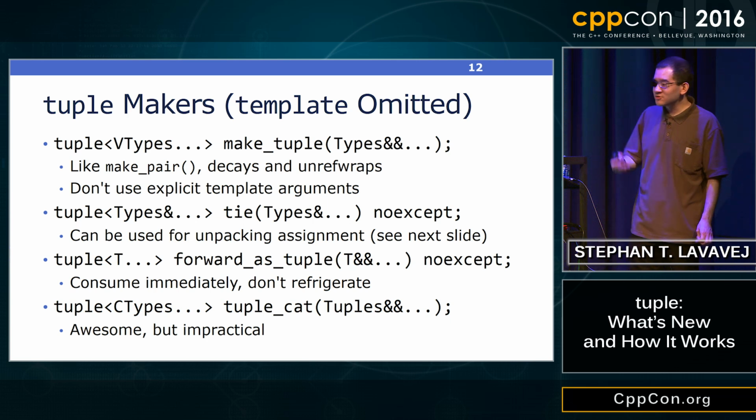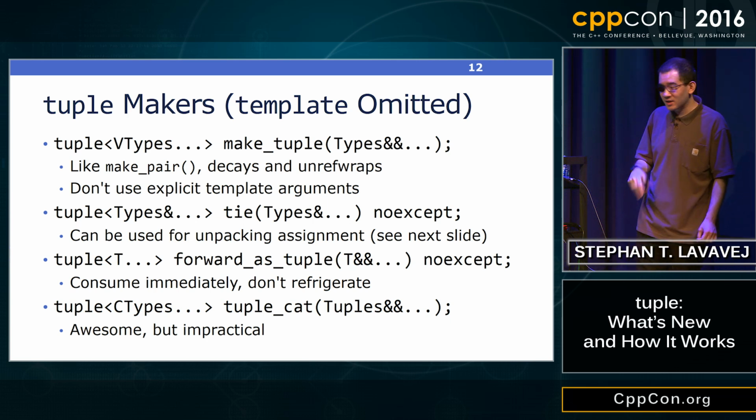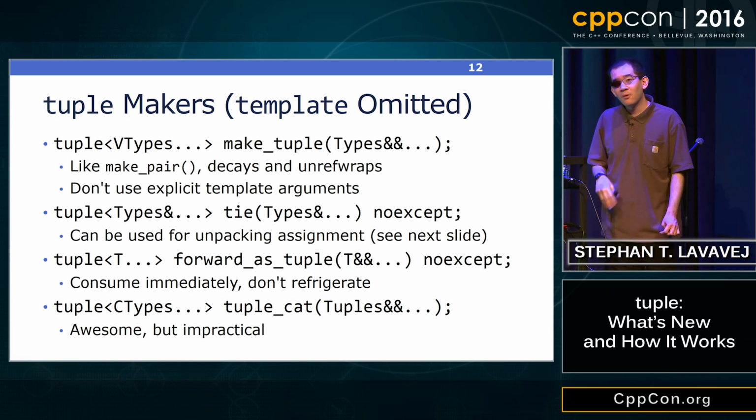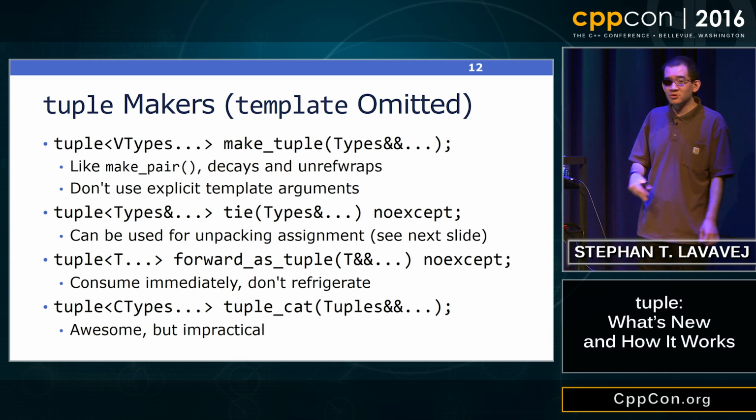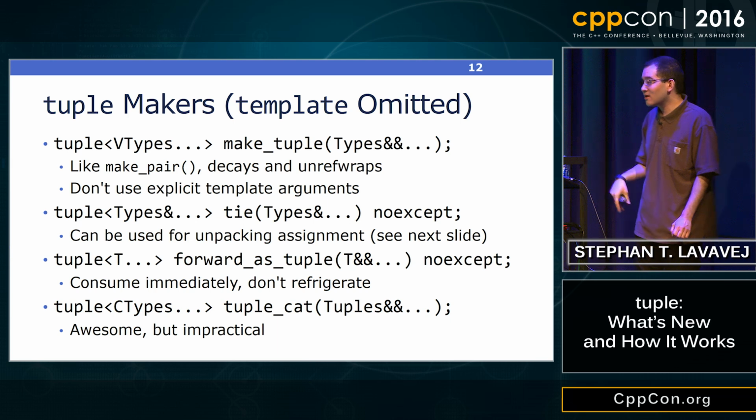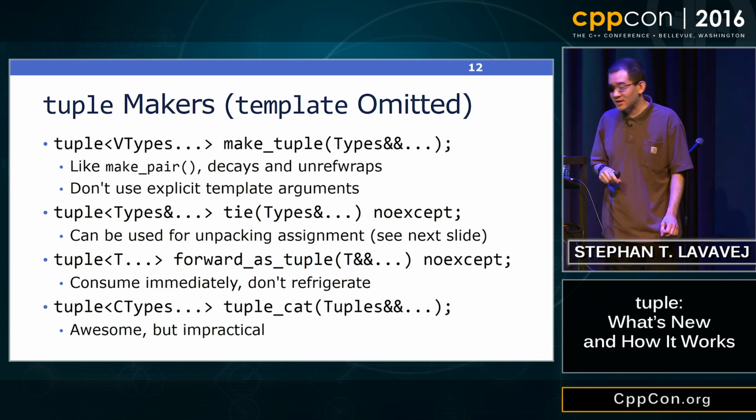Another maker of tuples is tie that we saw before in the implementing comparisons. It can be used for other things as well. What it does is it takes a bunch of L-value references, it could be const, they could be modifiable, and it returns a tuple of L-value references. And it can be used for assignment. We'll see that on the next slide.